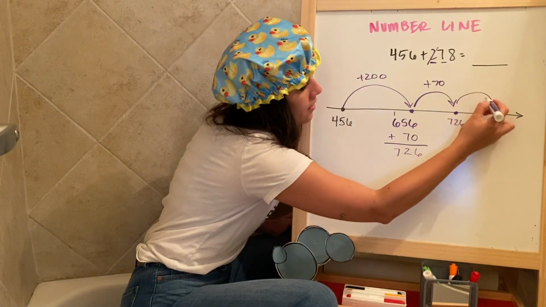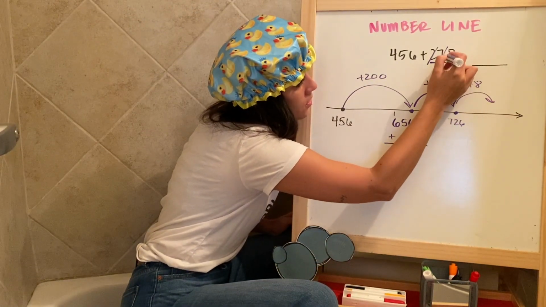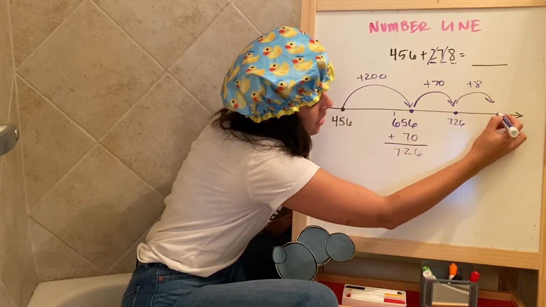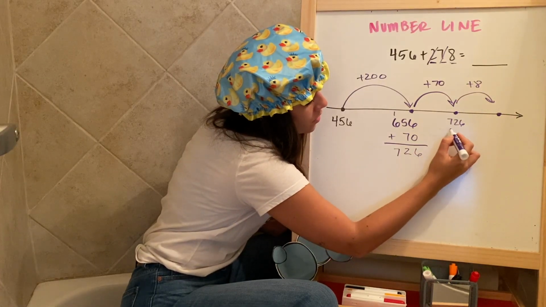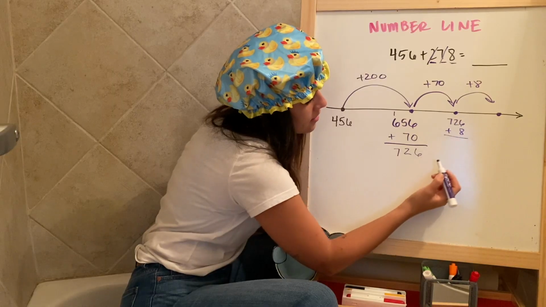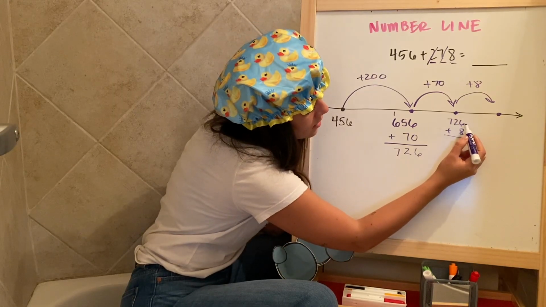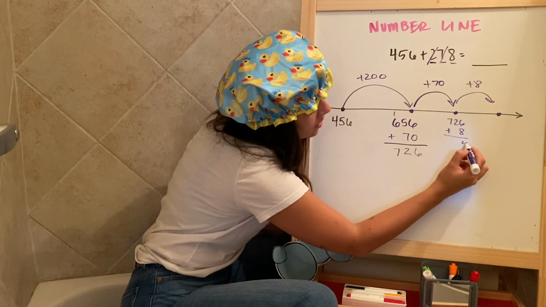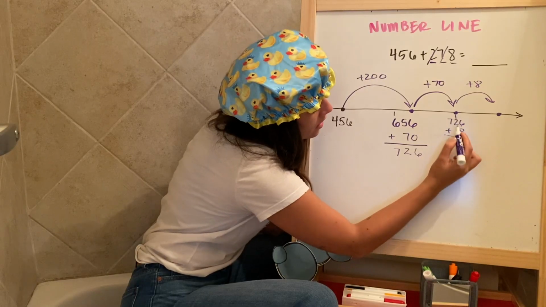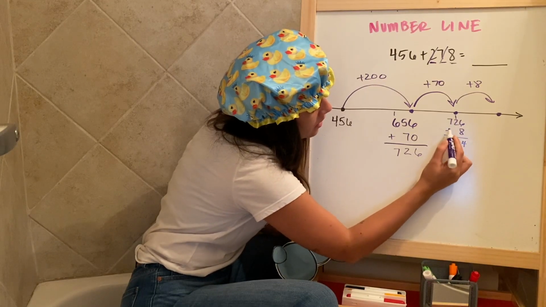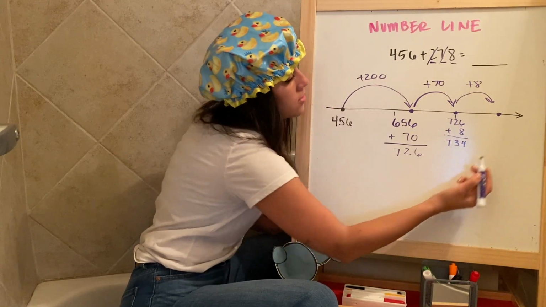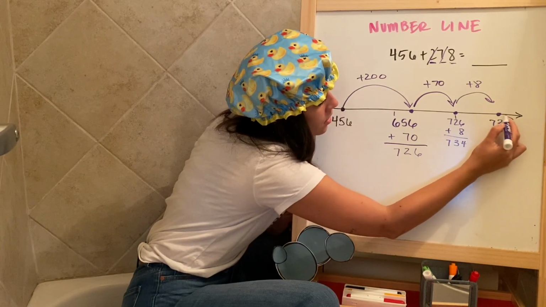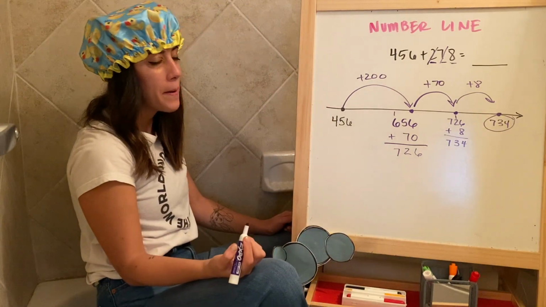Then I'm gonna add 8 because it's in the ones place. So I have a next point, 726 plus 8. So I have 6 plus 8, that's 14. So I have 4, carry the 1, 2 plus 1 is 3, and then 7, there's no more hundreds to add, so this would make 734 my mark.